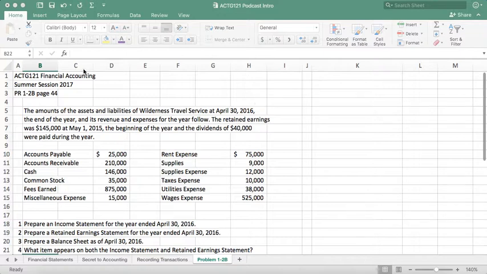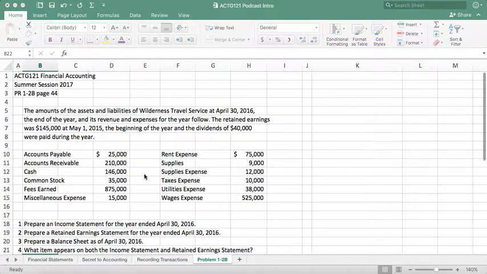So here we go, the amounts of the assets and liabilities of Wilderness Travel Service, and they've listed them out. For the end of the year, retained earnings, they give us that dollar amount at the beginning of the year. So this is a company that actually has a beginning year at May 1, and then the end of the year is the next year at April 30th. So this is called a fiscal, F-I-S-C-A-L, year, rather than a calendar year.